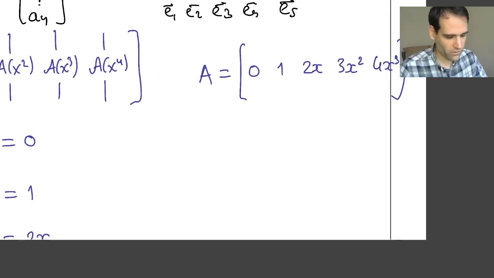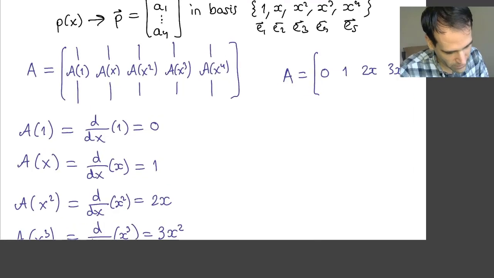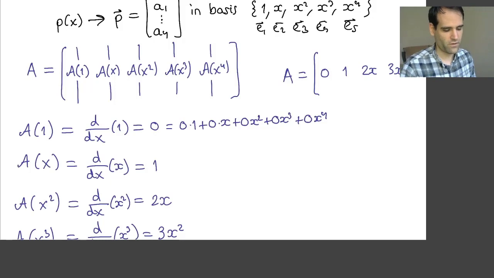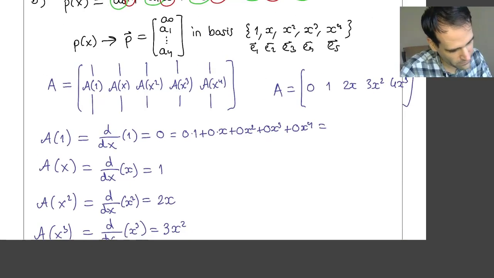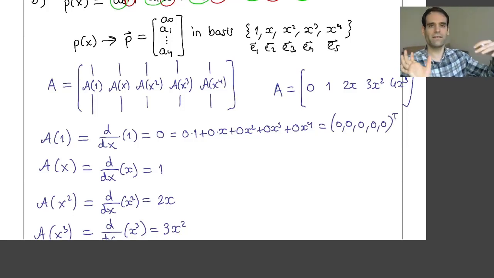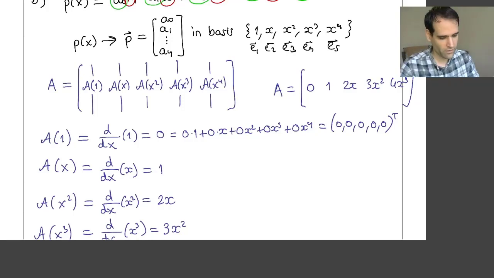So what do I mean by that? What I mean is that 0 is actually 0 times 1 plus 0 times x plus 0 times x squared plus 0 times x cubed plus 0 times x to the 4. Therefore, this is the vector 0, 0, 0, 0, 0. I wrote it as a row because I don't have space, but that will be the first column. It will be a column of all zeros.